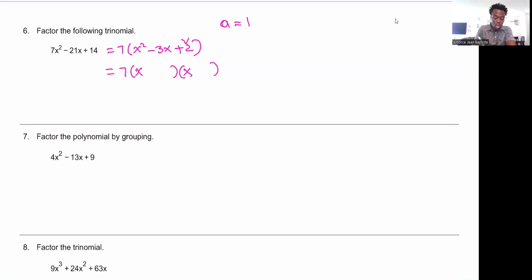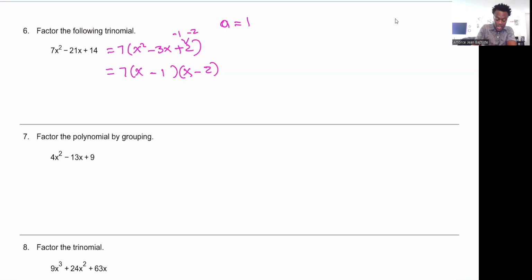So the 2 factors of 2 that add up to -3 are -1 and -2. -1 times -2 is +2, and -1 minus 2 is -3. So we have these 2 factors. We just complete the parentheses with them, and that completes the factored form of this.